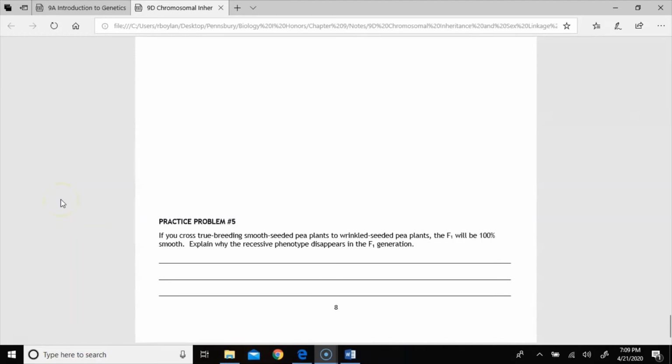All right, and let's take a look at number 5. Okay, so number 5 says, if you cross true breeding smooth seeded pea plants to wrinkled seeded pea plants, the F1 will be 100% smooth. Explain why the recessive phenotype disappears in the F1 generation. All right, so easy enough, right? It's just because it's recessive, but let's take a look.